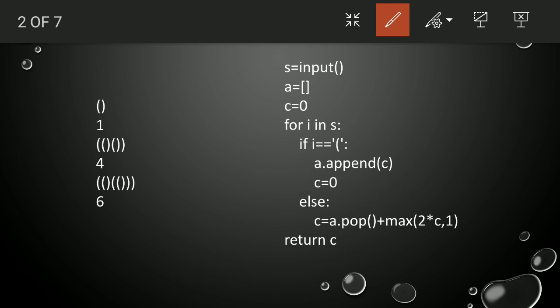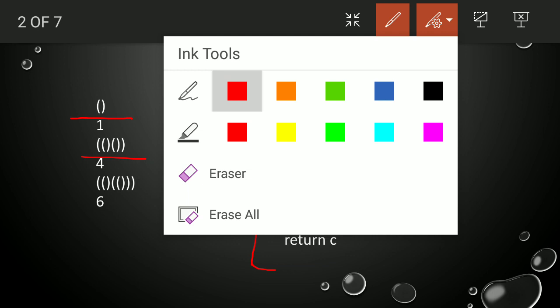So how will we proceed? We need to count that. Simply, we take s equal to the input, and we take one stack, that is a, an empty list, a equals to an empty list. c equals to 0, c is the count variable. You need to trace the program line by line with the inputs, then you will get a clear understanding, because this is one of the tricky questions.